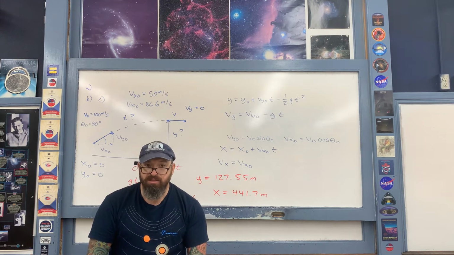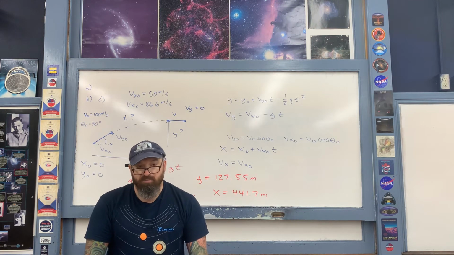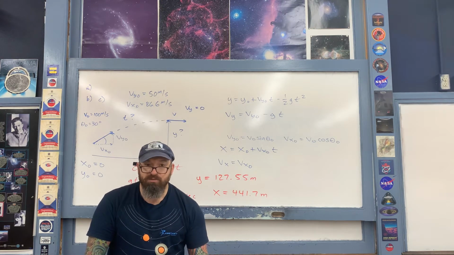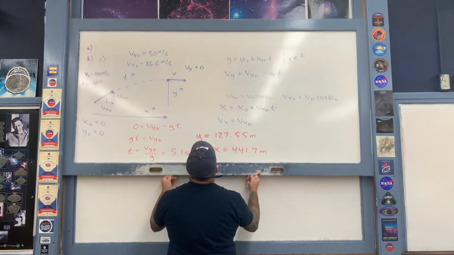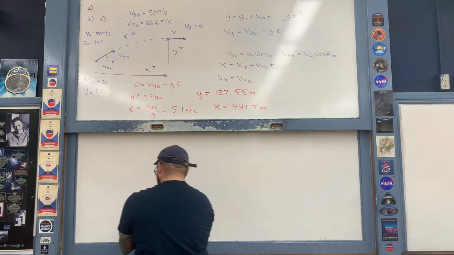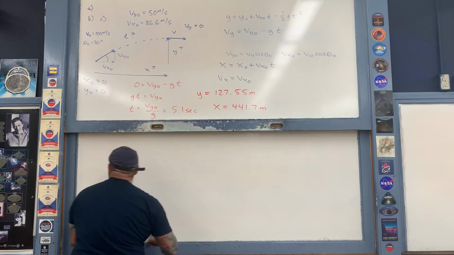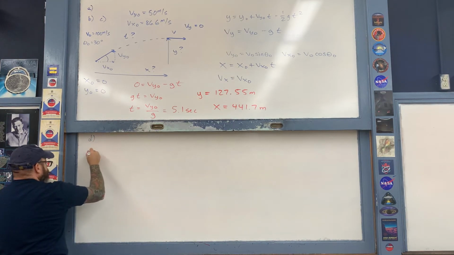Okay, now let's move on to the remainder of the example in parts D and E, and as we do, we're going to begin to see some symmetry for parts D and E. Now we want to see what happens when the object returns to the ground. Okay, so parts D and E are going to go together.